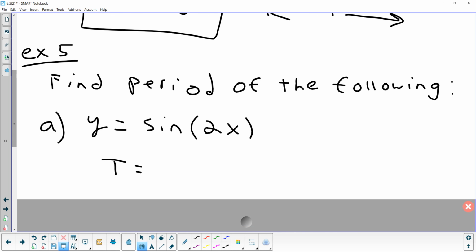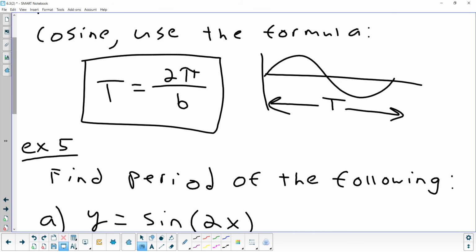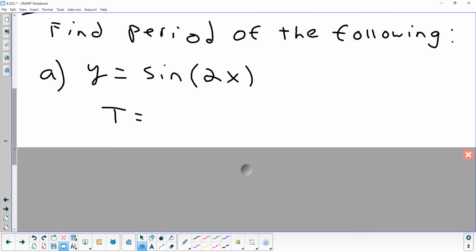What is b in that formula? Yep, 2. So let's fill the b into the bottom part of the fraction. The top is always 2 pi. So 2 pi divided by 2 gives me pi. And sure enough, that is half as big as the original cycle. The original cycle is 2 pi. That's 1 pi. So it did compress.